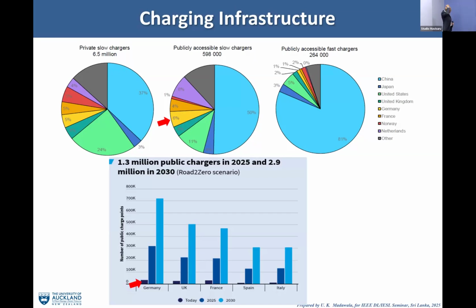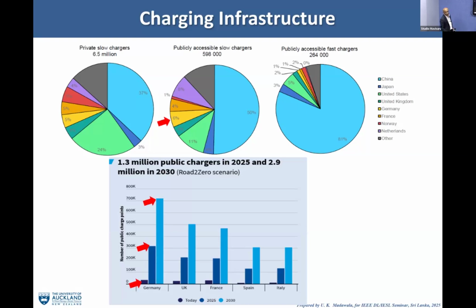Now, this is another scenario. This is called the road to zero scenario, right? Zero emissions. There you can see, if you take Germany, 6% of the total chargers. But if you look at Germany as of today, last year, they have less than, I don't know, about 25,000. And if you go to the next one, 300K, and that is in 2025. That's the prediction. And then 2030, 700,000.